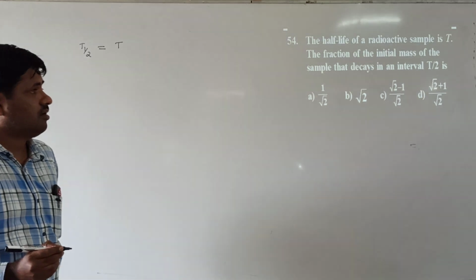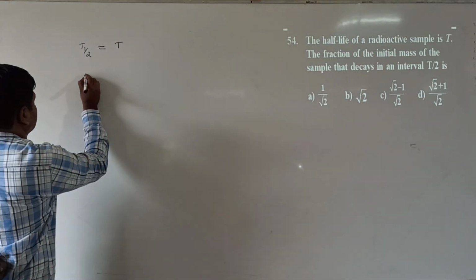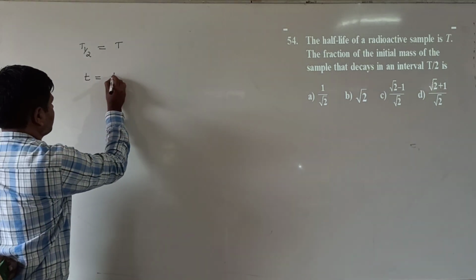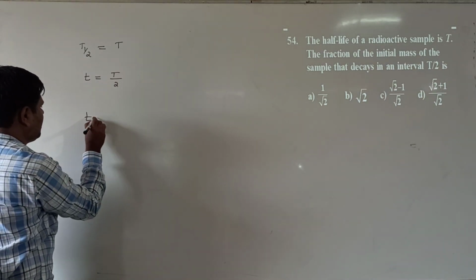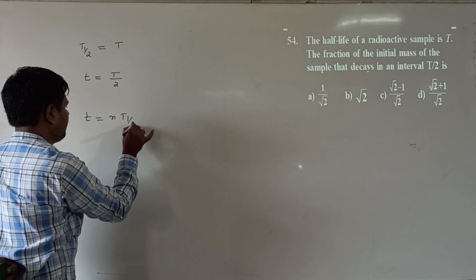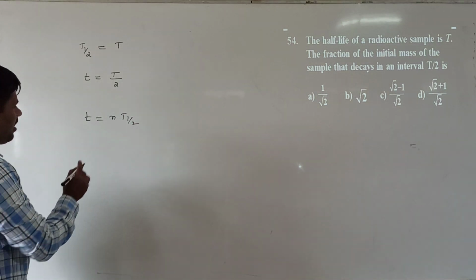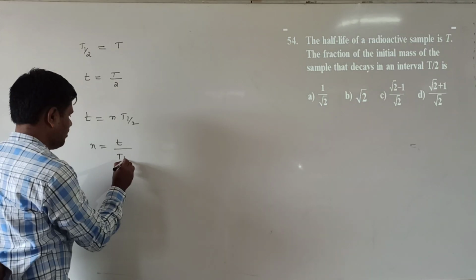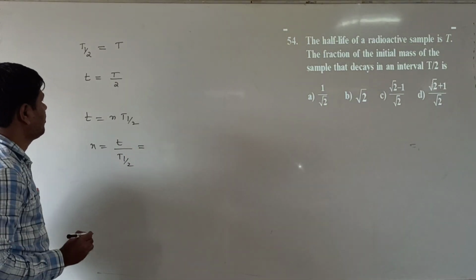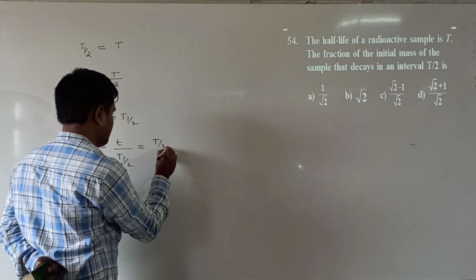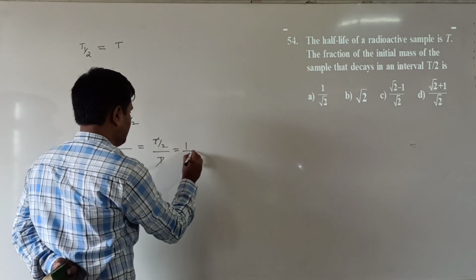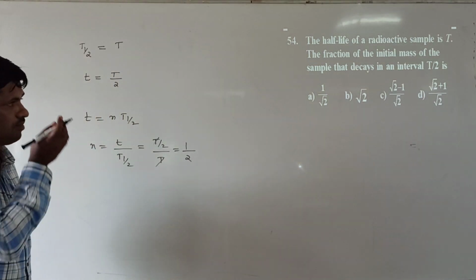Now what is here? The total time is also given: total time t is equal to T by 2. We know the formula t is equal to n into T half. Now, the number of half-lives we have to find here: n is equal to t by T half, which is T by 2 by T. T gets cancelled, so the number of half-lives is 1 by 2.